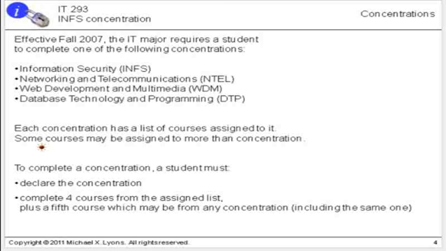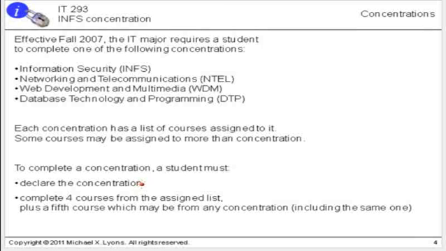In order to graduate from the IT major, you need to complete a concentration. And in order to do that, first you need to declare the concentration. You need to fill out a form and sign it saying that you have chosen a particular concentration. You can change your mind about that any time up until you apply for graduation. So you can start in one concentration, and if you decide that's not for you, you can change it. That's just a matter of going to the office and filling out another form. So you need to declare the concentration prior to graduation.